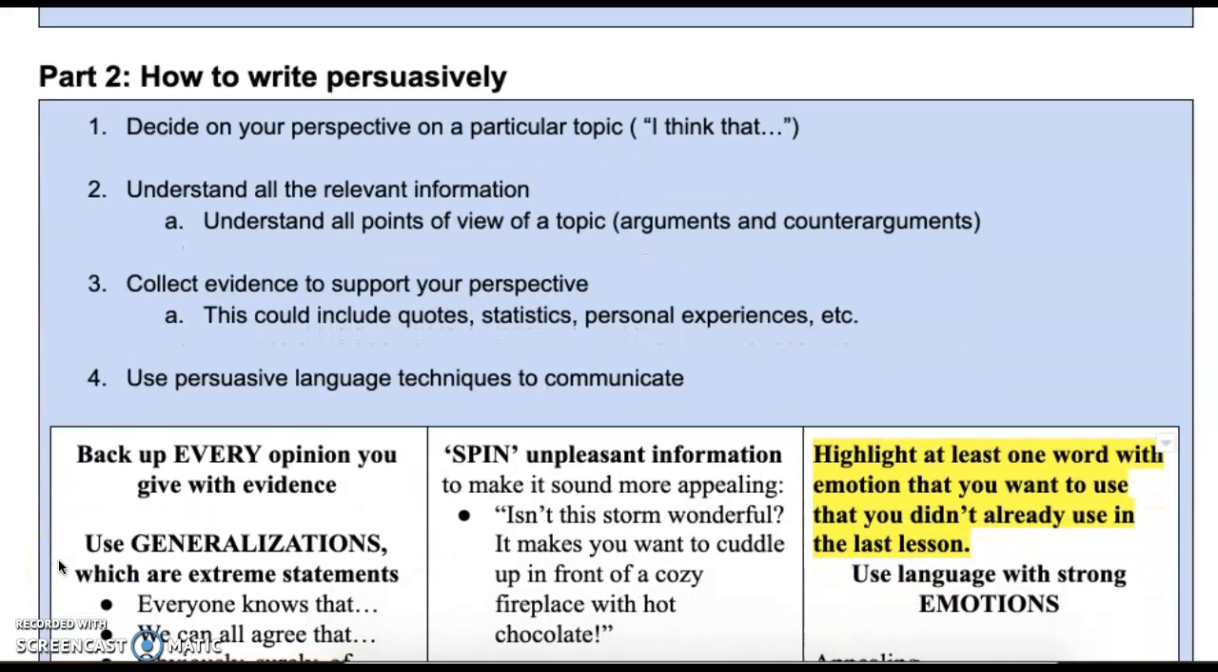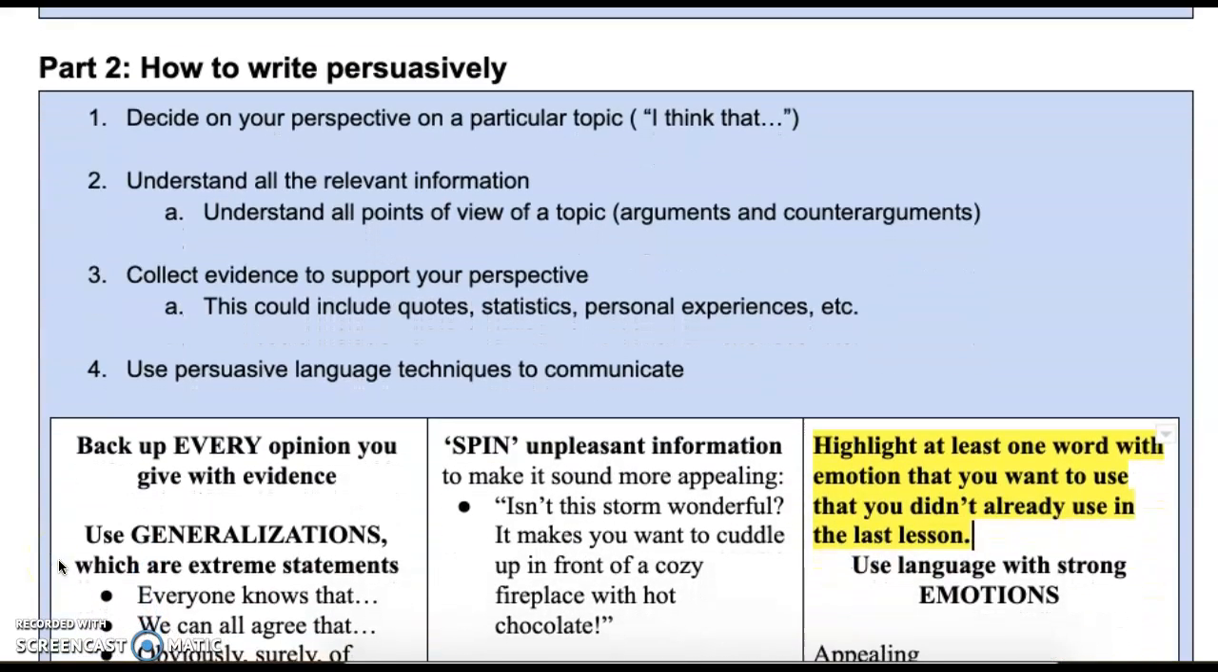Part 2, how to write persuasively. First, you need to decide on your persuasive perspective on a particular topic. Second, understand all the relevant information. Understand all points of view on a topic, arguments and counterarguments. Third, collect evidence to support your perspective. This could include quotes, statistics, personal experiences, etc. And fourth, use persuasive language techniques to communicate.